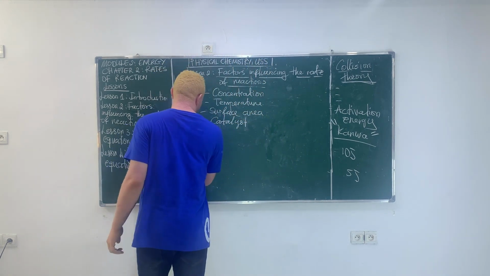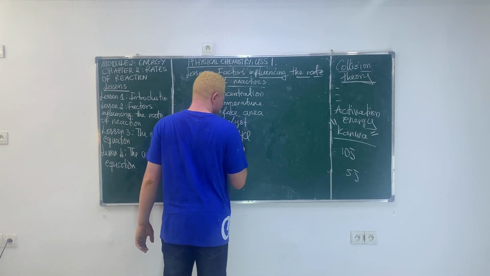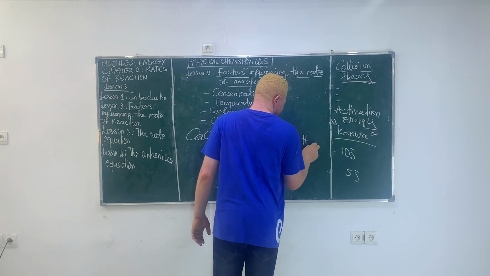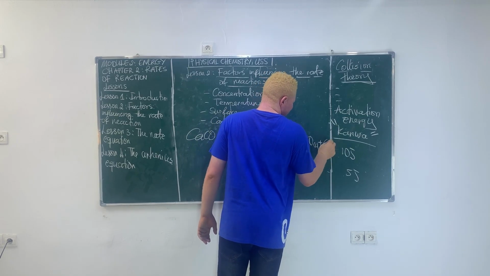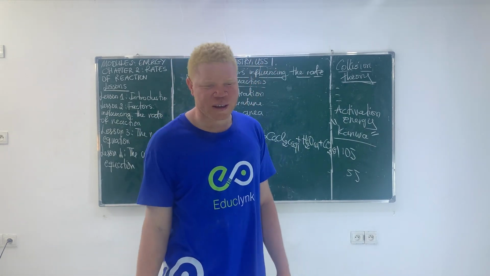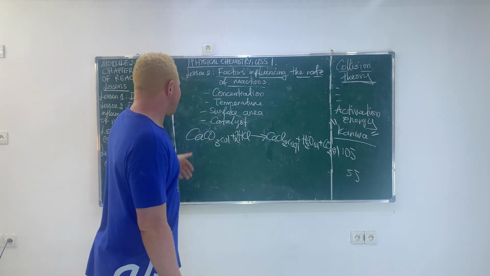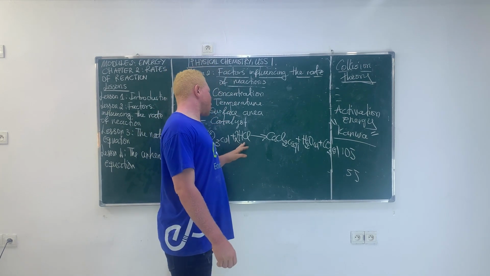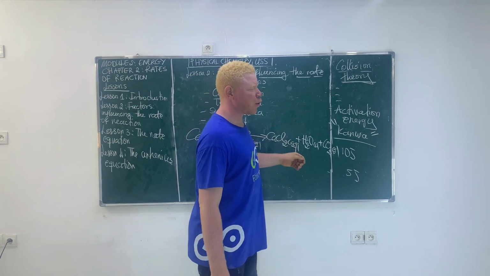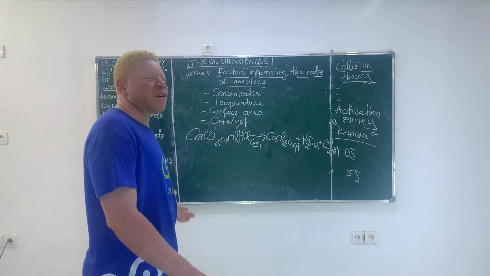So consider this equation. We have calcium carbonate solid plus hydrochloric acid giving calcium chloride aqueous plus water liquid plus carbon dioxide gas. What are the factors that will influence this reaction? We have calcium carbonate solid, hydrochloric acid aqueous, giving calcium chloride plus water plus carbon dioxide. Then, which factors now influence the rate of reaction?